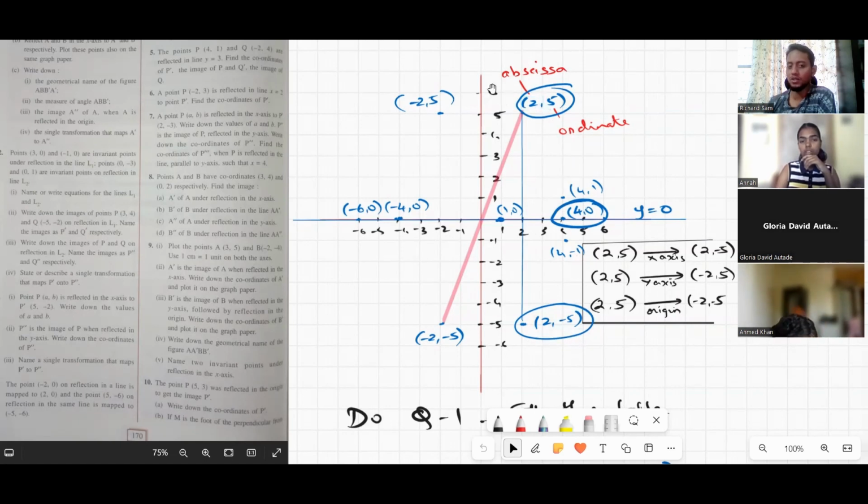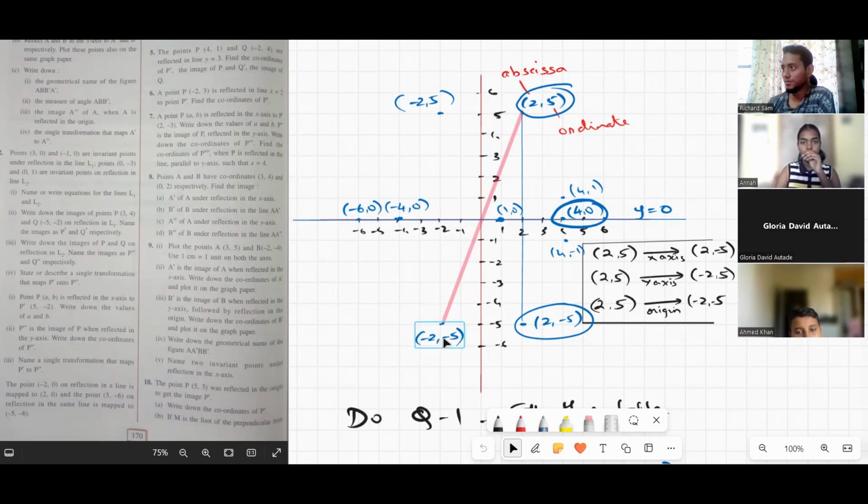Then we reflected the point on the y-axis. And that time what happened? The x coordinate changed the sign. Then third one was reflected the point on the origin. And that time what happened? Both the abscissa and ordinate changed. Abscissa and ordinate had a change in sign.